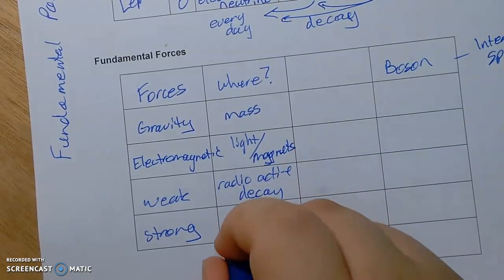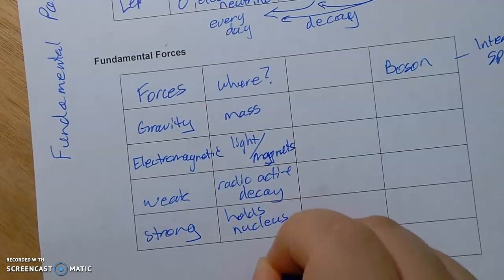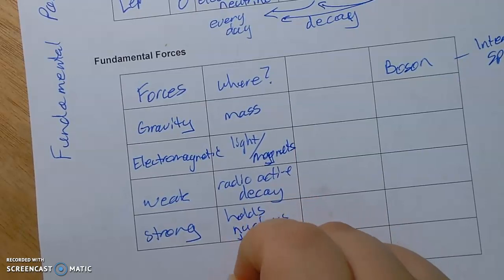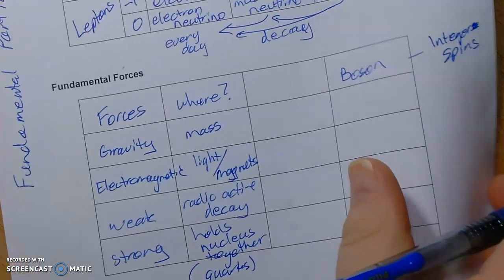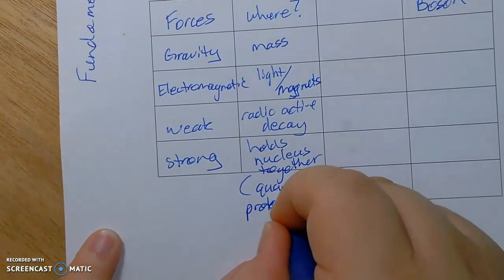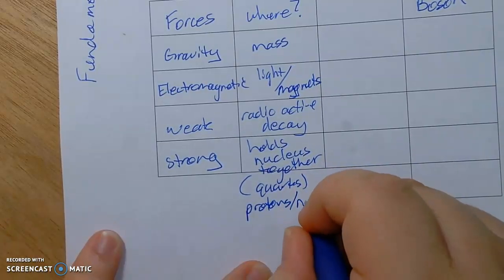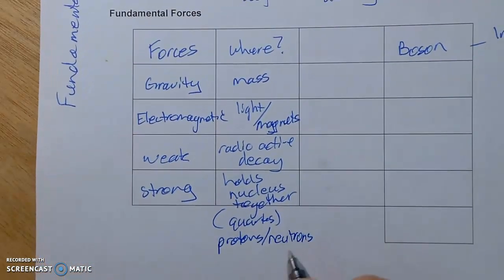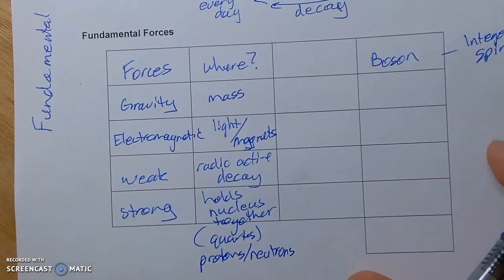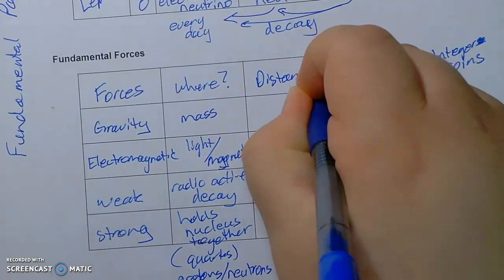And the strong force, this is what holds the nucleus of an atom together. So this is what holds the quarks together. The protons. Ever wonder why protons, those positively charged protons, aren't repelled by each other? Well, it's because the strong force is stronger than that repulsion, and glues those protons and neutrons together. So the distance that these forces act upon is interesting.